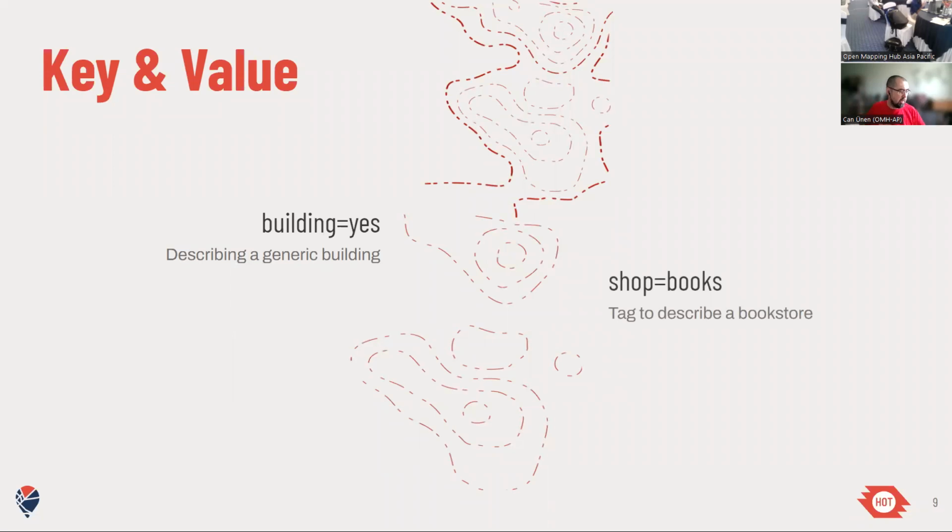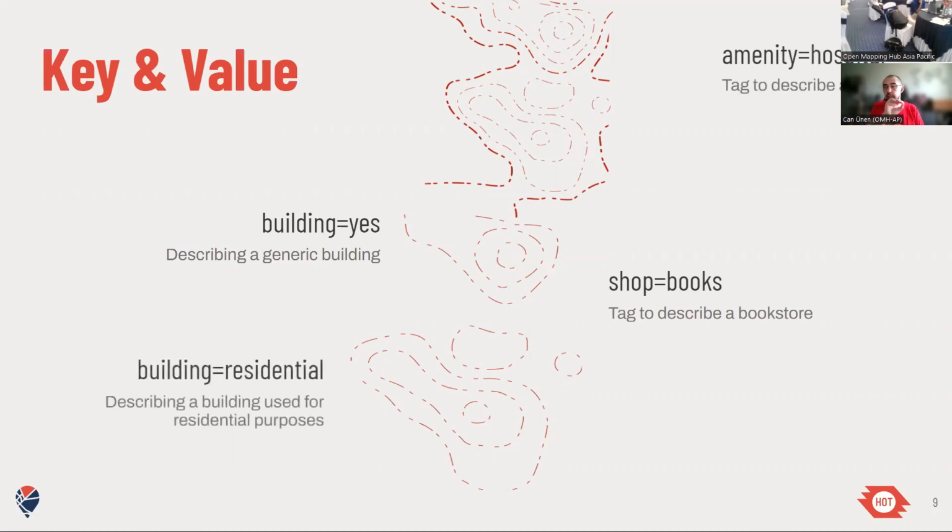On the field, I'm just adding data. I'm adding points of interest, and I'm mapping shops, and shop equals books is describing a bookstore. Amenity equals hospital is a tag to describe a hospital. Building equals residential. So right now I'm on the field, or this is somewhere that I have local knowledge of. So building equals residential is describing a building used for residential purposes. It's not just a generic building. It is specifically a building for residential purposes.